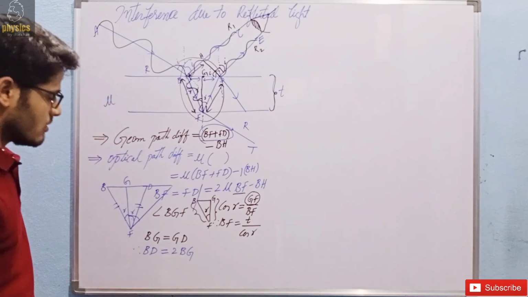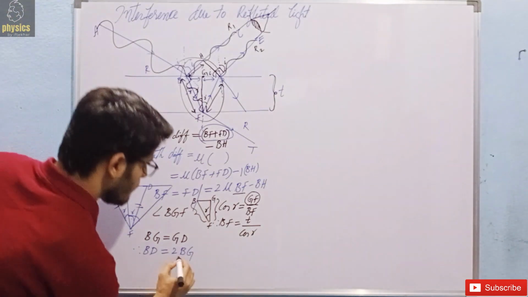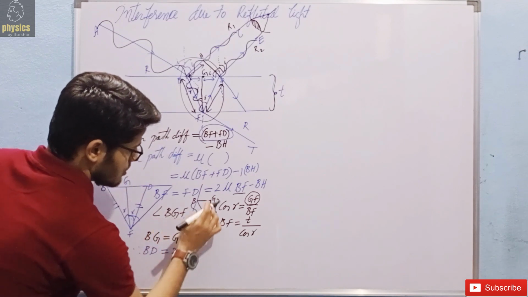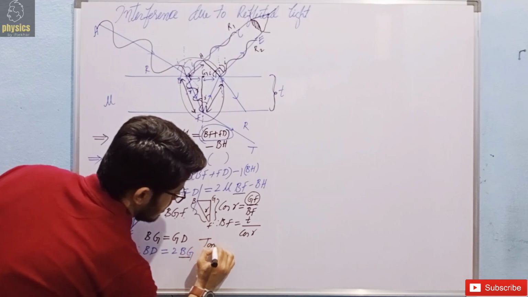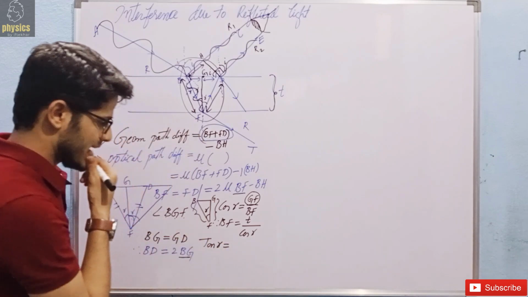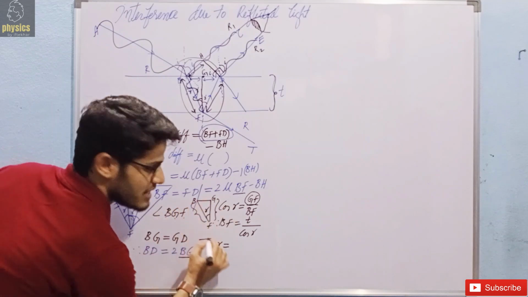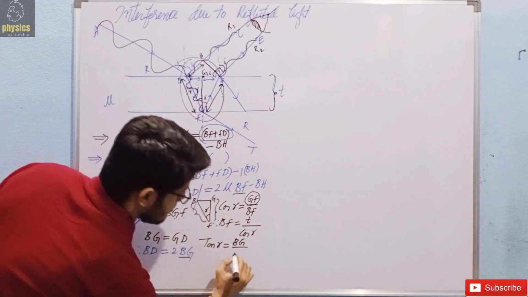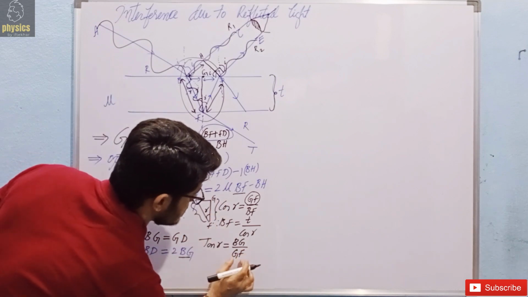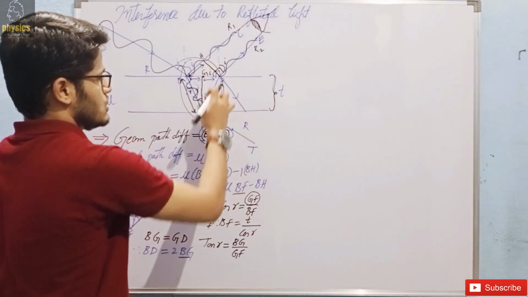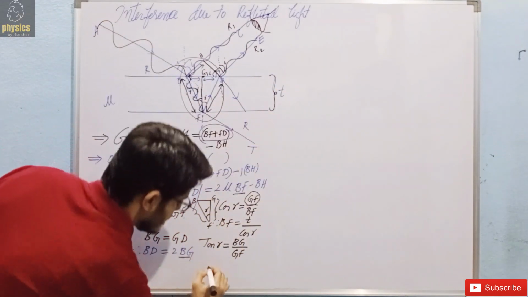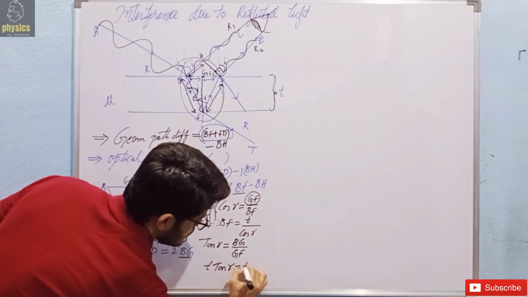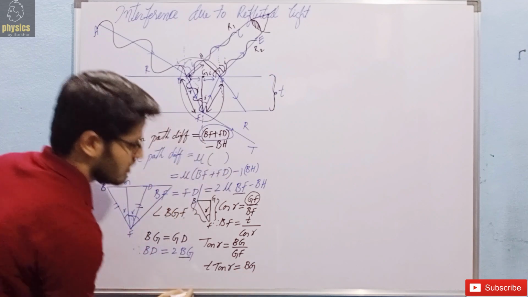Now we will be finding the value of BG using the triangle BGF. Using this triangle, tan R is equal to opposite by adjacent. What is opposite in this triangle? It is BG by GF. And we know GF is the thickness of the thin film. G to F is the thickness of the thin film T. So T tan R is equal to BG. So I got the value of BG.